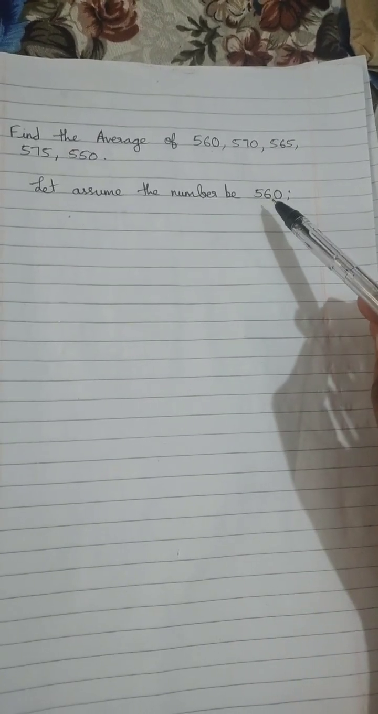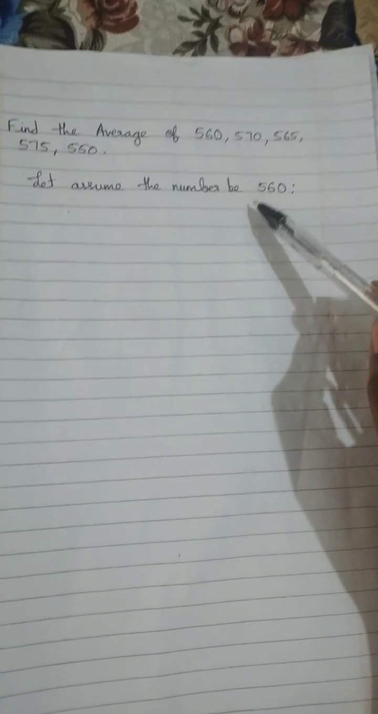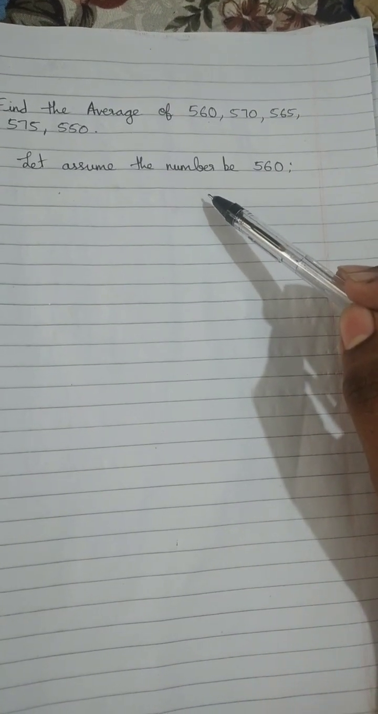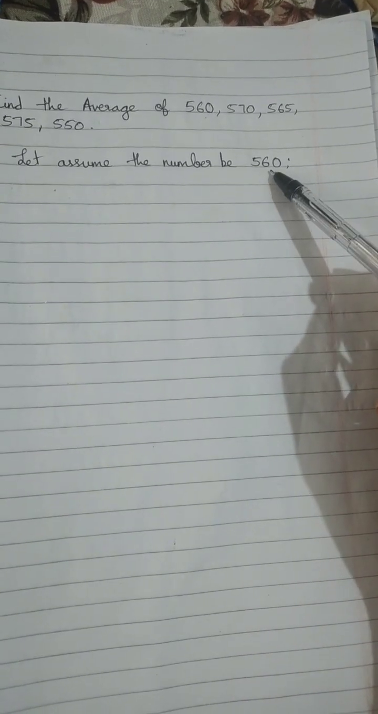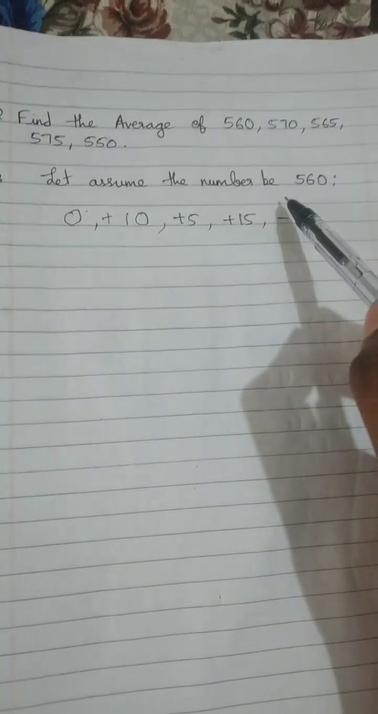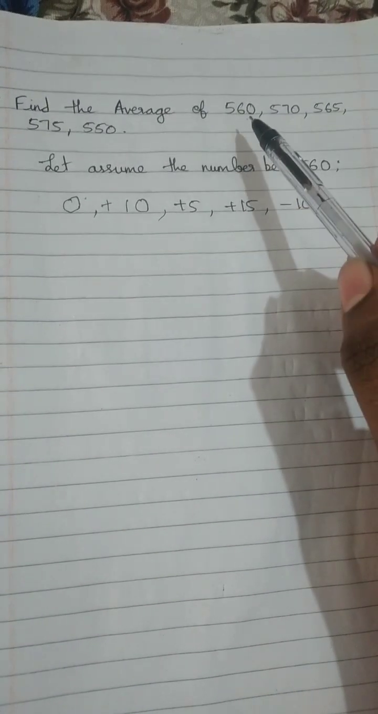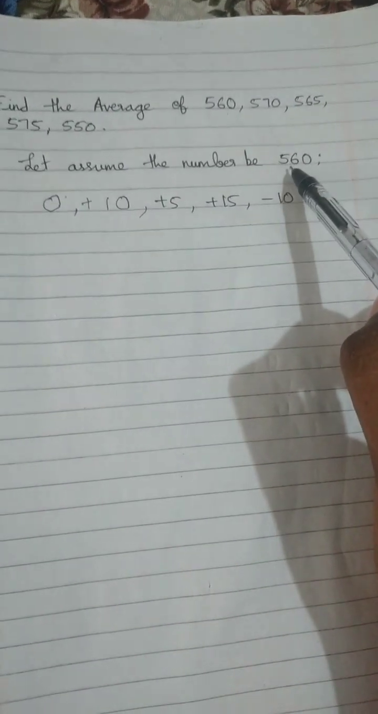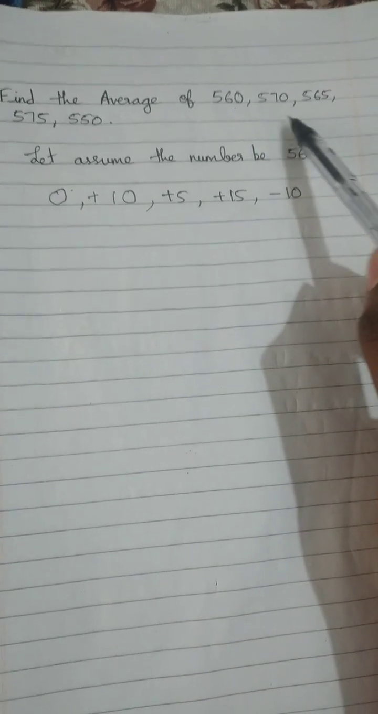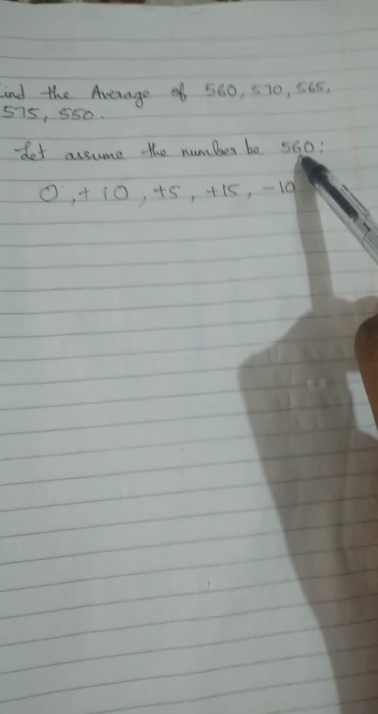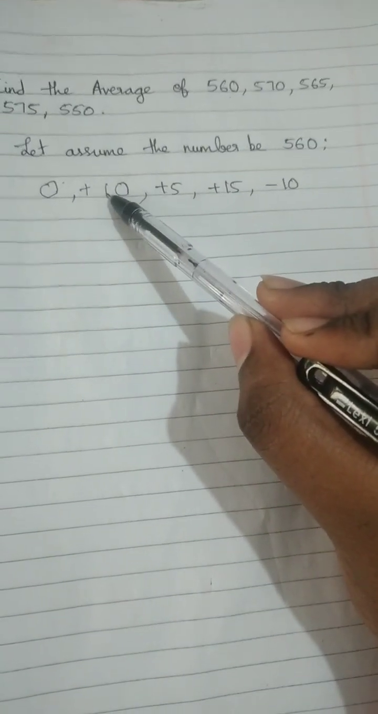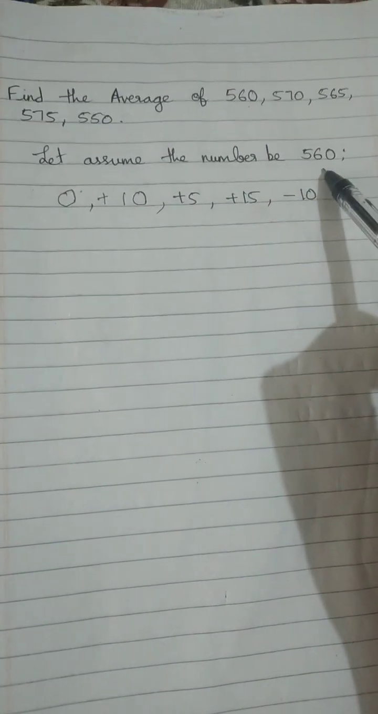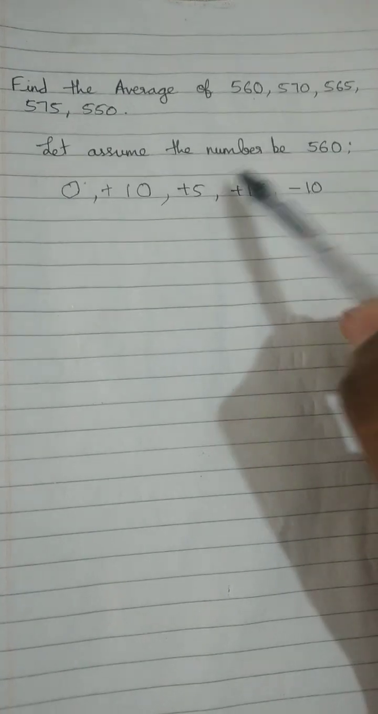So we must compare 560 with these numbers. If it is less, we would indicate it by a minus symbol, and if it is greater than 560, we would indicate it by a plus sign. The assumed number is 560, so 560 compared with 560 has no difference, so we write 0. 560 is lesser than 570, so when we add 10 to 560, we get 570, so plus 10. It is greater, that is why plus. And 565 is 5 more than 560, so plus 5.